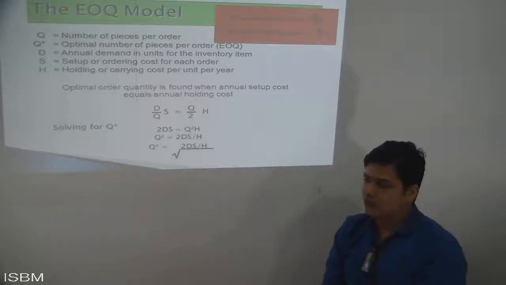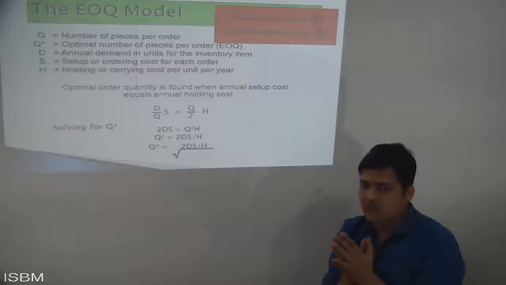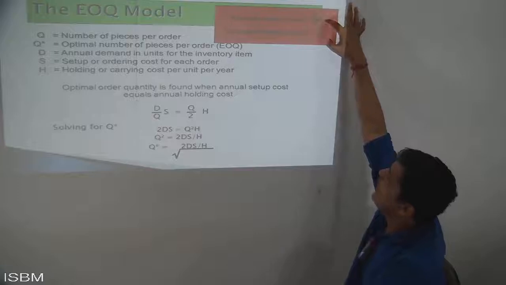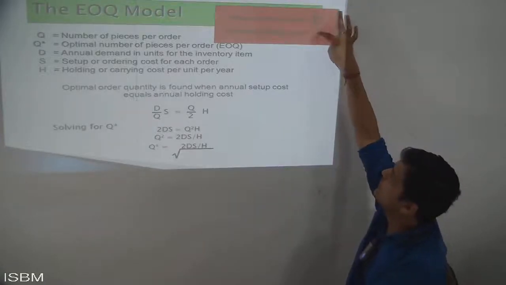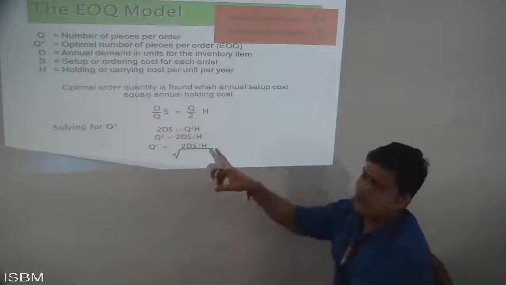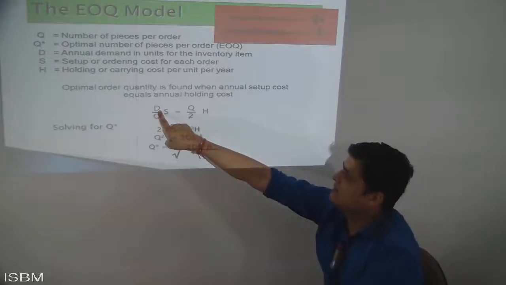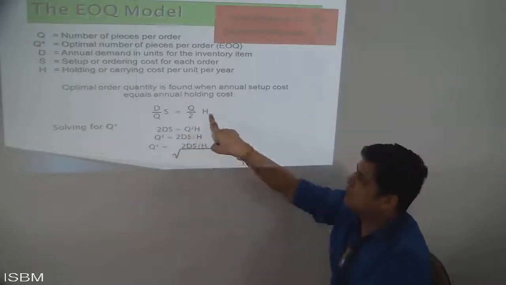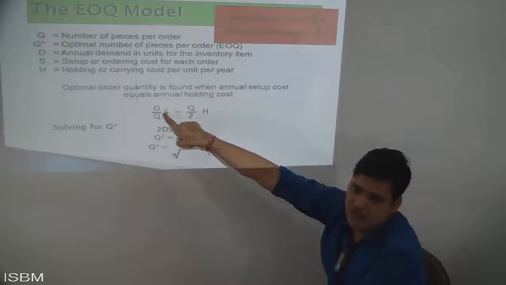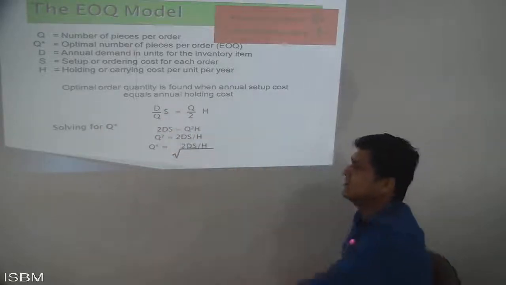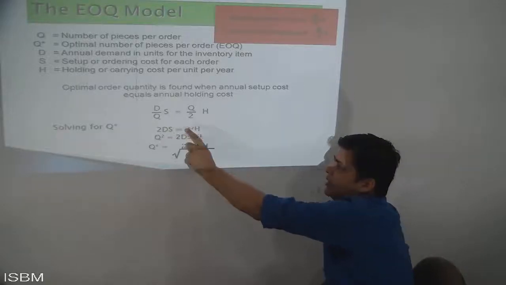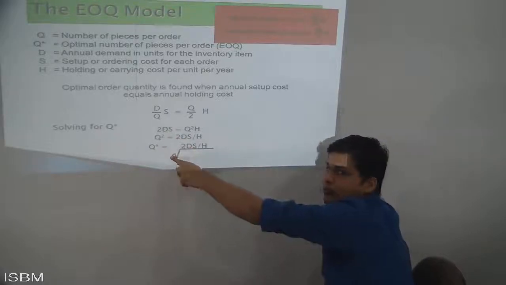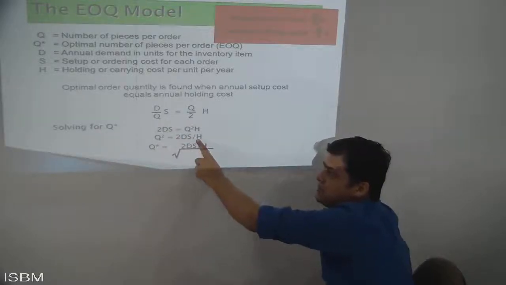Now we have to solve for the EOQ, the economic order quantity. The economic order quantity is where these two are equal: the setup cost D by Q into S and Q by 2 into H are equal. When we solve this, we cross multiply. Q into Q becomes Q square into H over here, and on the other side we get 2DS. Then Q square equals 2DS, with H on the denominator, so 2DS by H.